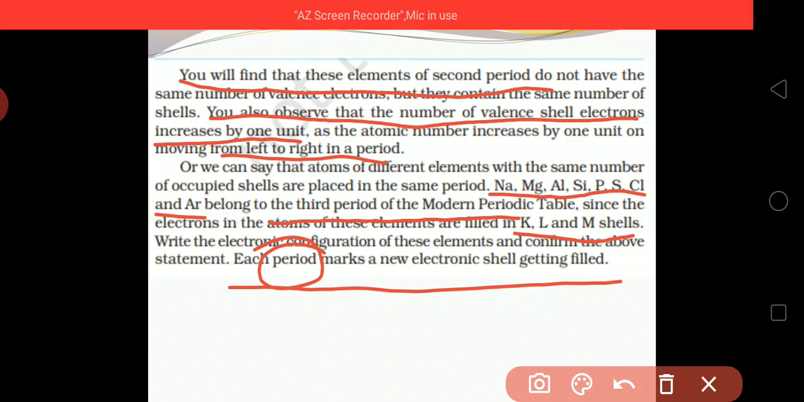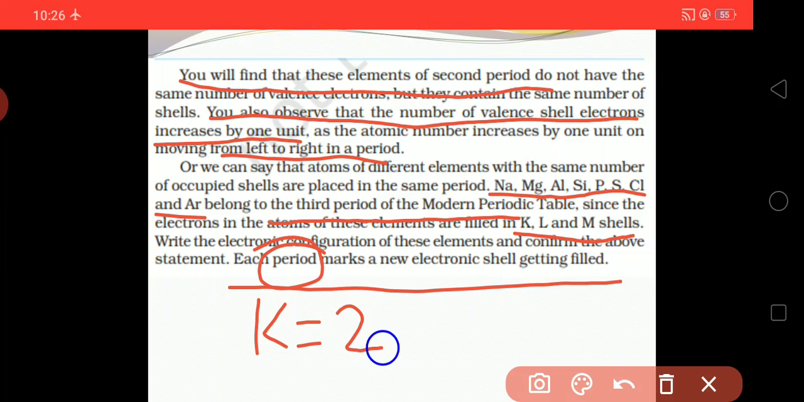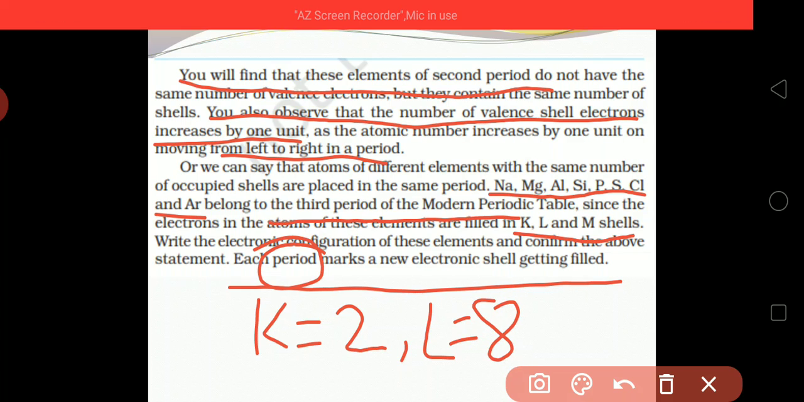So here you can see that in the K shell, a maximum of 2 electrons can be filled. In the L shell, a maximum of 8 electrons can be filled. And for the M shell, a maximum of 18 electrons can be filled.